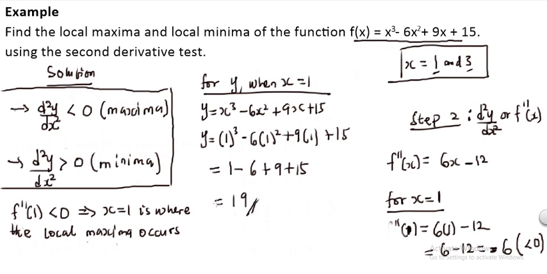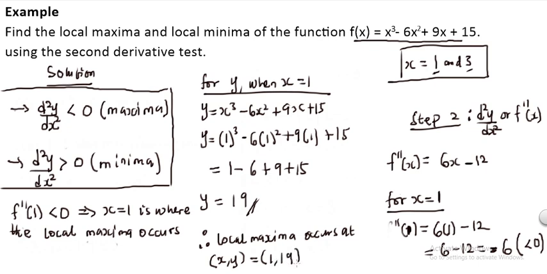So the y value is 19, and I can write therefore local maxima occurs at (x, y). So the coordinates are: the x value is 1, the y value is 19. Now remember, I already calculated for the stationary point of 1. So the next step is to calculate for the stationary point of 3. Now I'll clean up space for that.